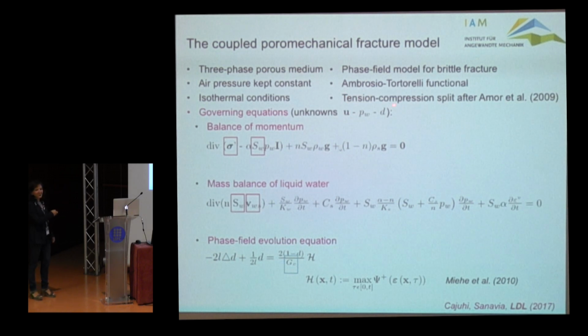There are 3 unknown fields. One is the displacement field, one is the fluid pressure, and one is the phase field. So in the phase field context, we use the Ambrosio-Tortorelli functional, which is the one I showed you in the very first slide, and we use the tension compression split after Amor, Francfort, and Marigot.